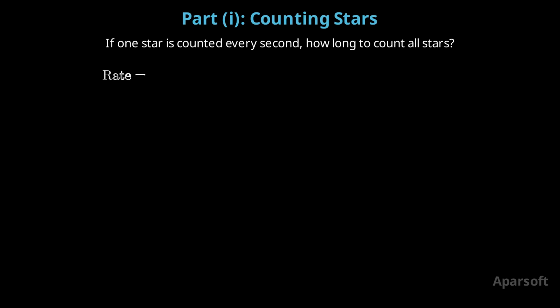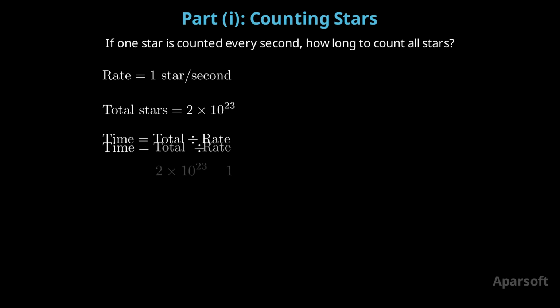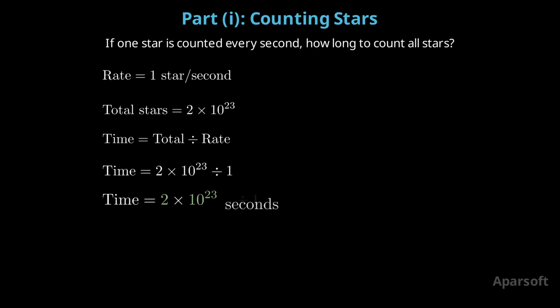Part 1. If we count 1 star every second and there are 2 times 10 to the 23 stars total, then the rate is 1 star per second. The total number of stars is 2 times 10 to the 23. Time equals total divided by rate. That is 2 times 10 to the 23 divided by 1. So the time is simply 2 times 10 to the 23 seconds. The rate of 1 makes this direct. The number of seconds equals the number of stars.